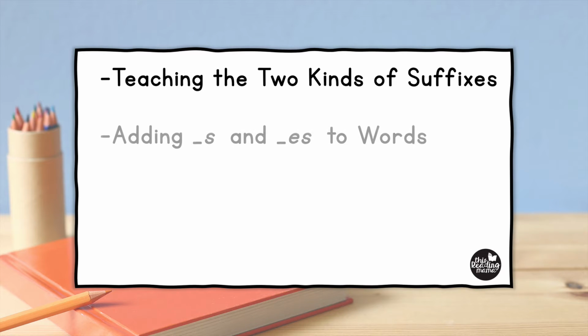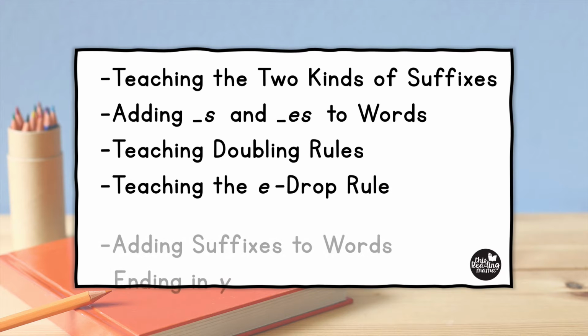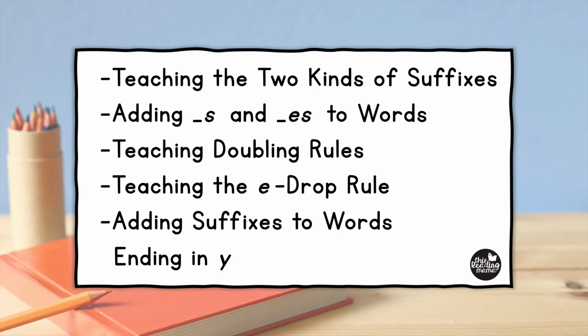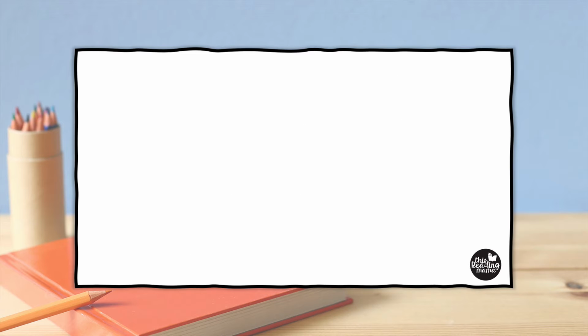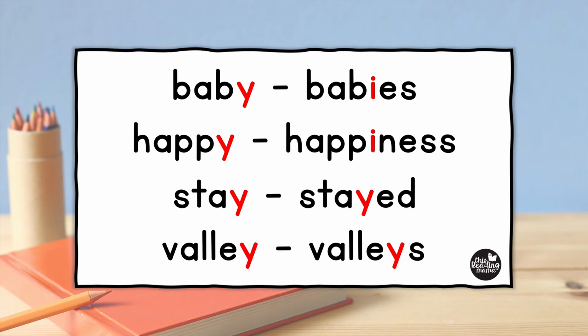We might want to teach them things like the two kinds of suffixes, whether they should add S or ES to words, the doubling rules, the E-drop rule, and adding suffixes to words that end in Y. Today, I want to focus in on the last one on our list. Now, adding suffixes to words that end in Y is a tricky concept, so it must be broken down into bite-sized steps. For example, why is it that the final Y in baby and happy does get changed to an I, but the final Y in words like stay and valley doesn't?